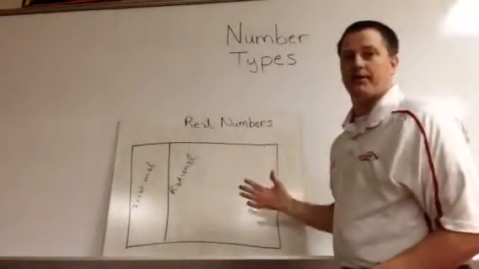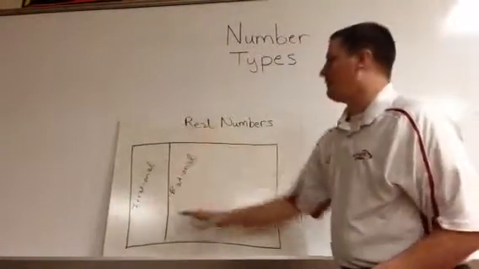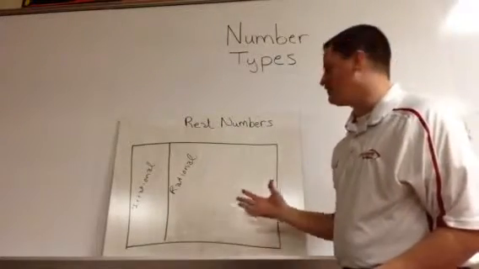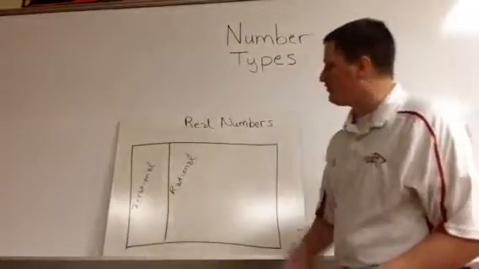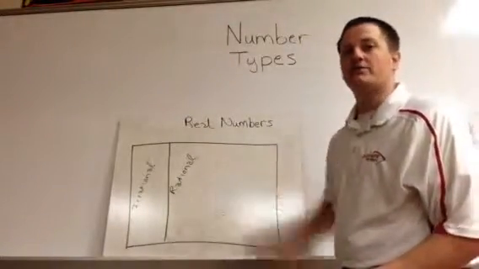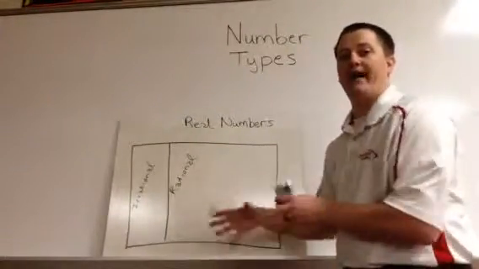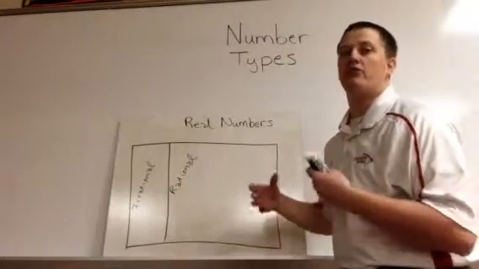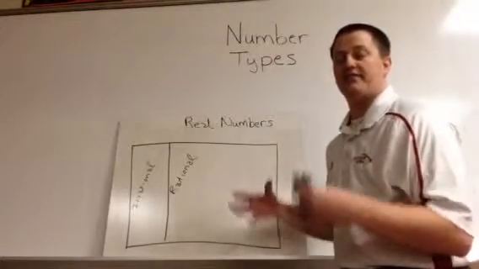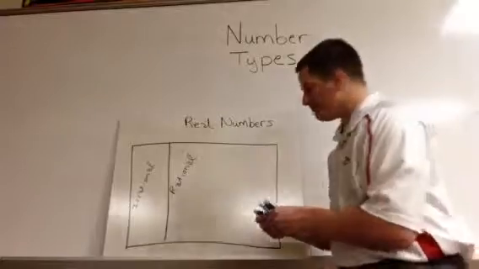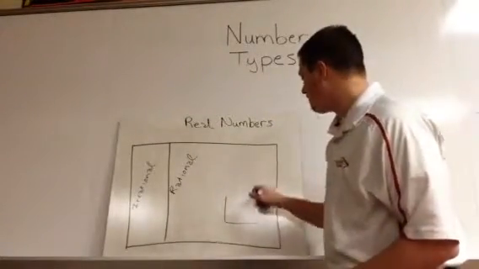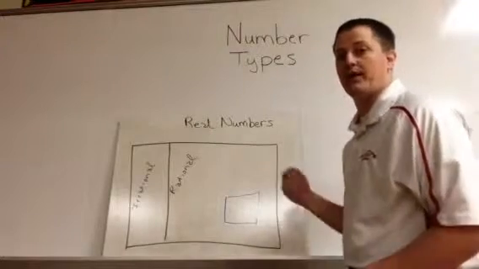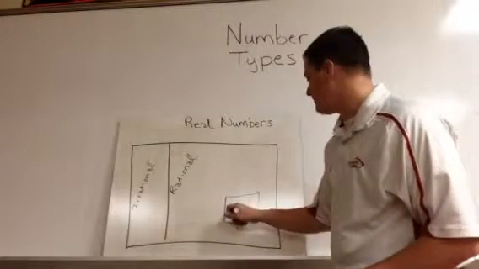Let's start with the real numbers. We're going to represent it with this box. I've split the box into two halves, or into two parts, really: the irrational side and the rational side. The rational side is bigger because we're going to divide the rational numbers into other subgroups of numbers. The first of those subgroups is what we started with when we were in kindergarten and first grade.